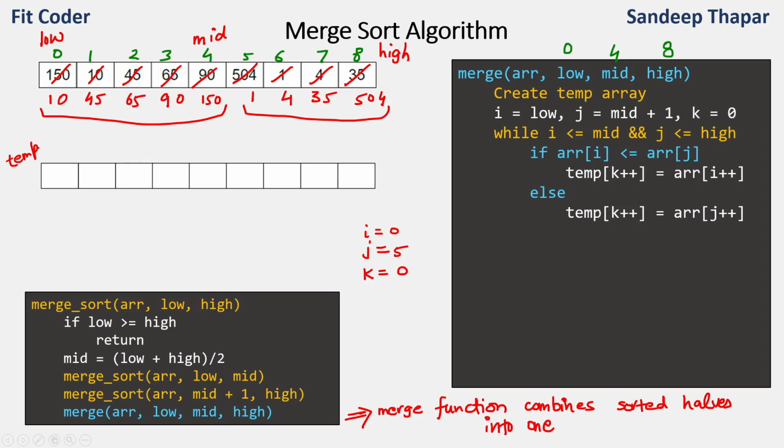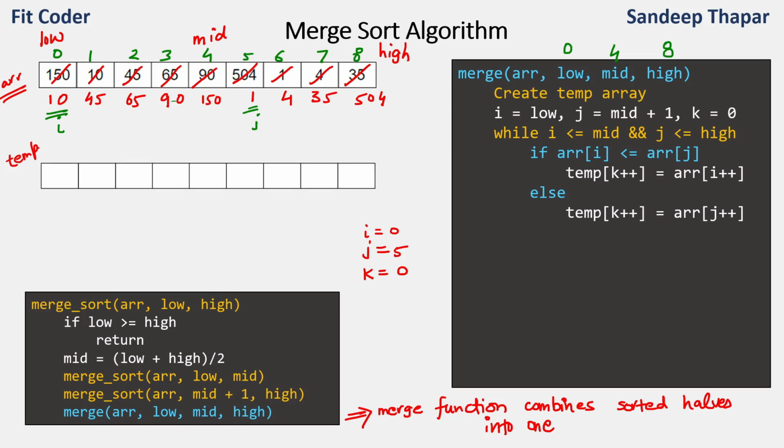So in the first step, we copy the elements from the original array into the temp array, while i is less than or equal to mid and j is less than or equal to high. So we are copying the elements from both of the arrays, from low to mid and mid to high, into the temp array. First we compare array of i with array of j. So basically we are comparing 10 with 1, because j is here and i is here.